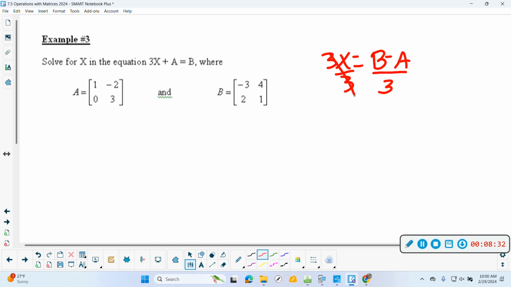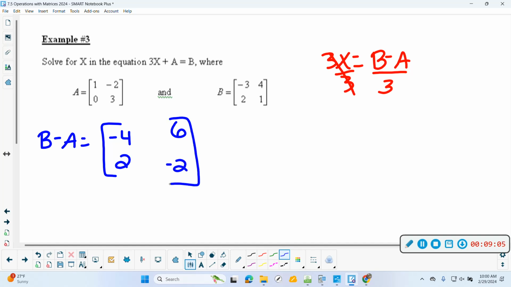Now, to get my final answer, though, we have to use these matrices. So I'm going to start with b minus a, and then we'll divide them by 3. So our final answer will be a matrix. Now careful, start with b, -3 minus 1. 2 minus 0. 4 minus -2. And 1 minus 3.